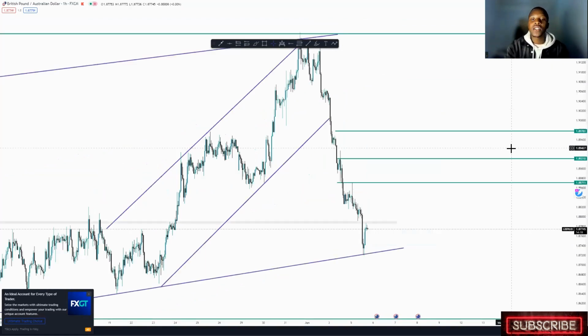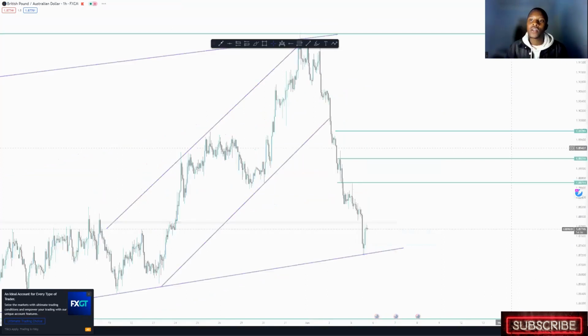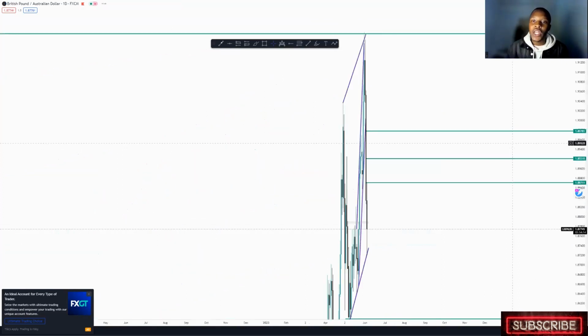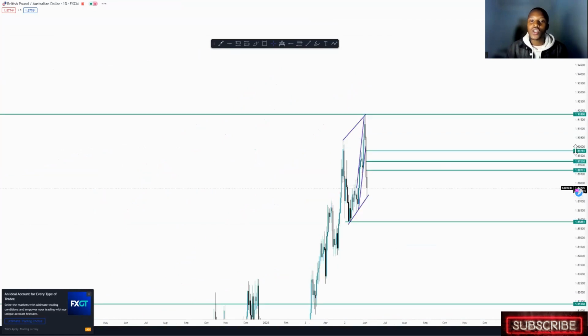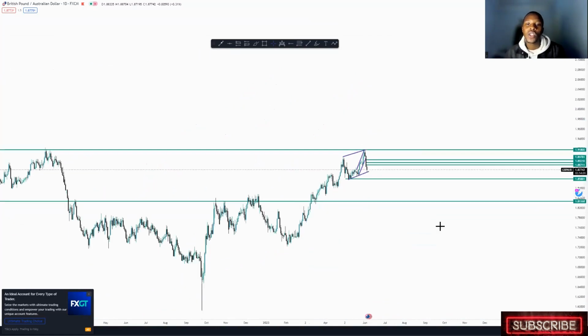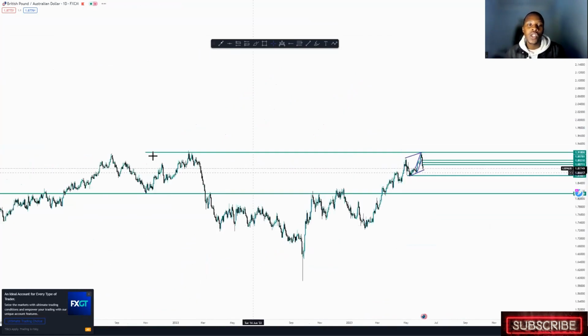GBPAUD. All right. So on GBPAUD, I was actually skeptical and reluctant to erase the analysis, right? So I'm just going to quickly go over it so that we can all understand. As you can see on GBPAUD, we have already reached the top floor of this building.